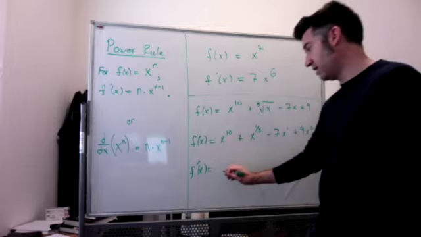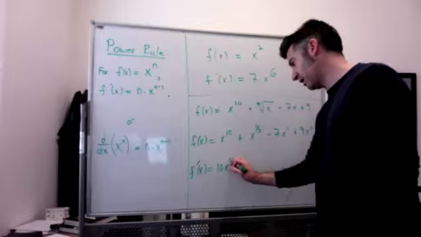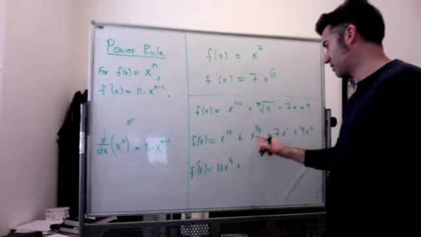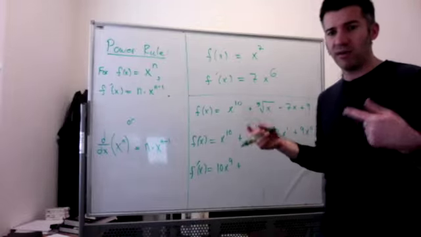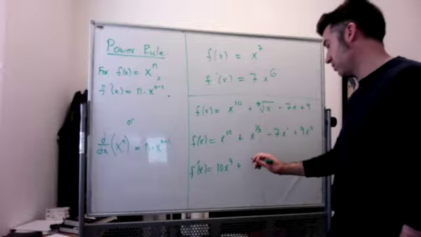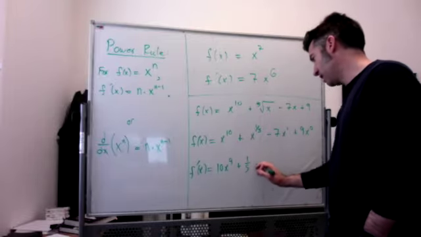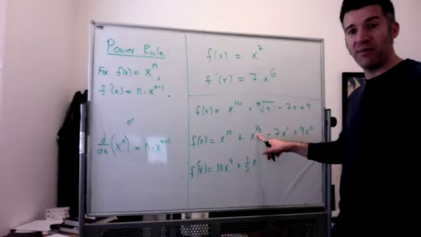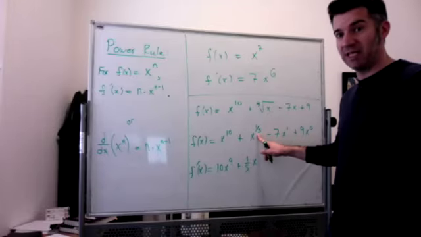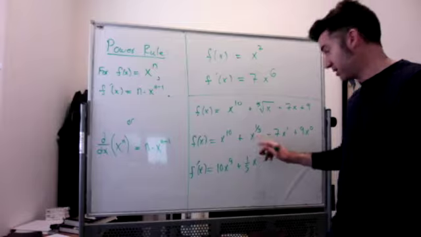The derivative of x to the 10th is 10 times x to the 9th. The derivative of x to the 1/5: again, I just think of it as the power coming down in front. So I've got a 1/5 times x to the 1/5 minus 1, which is 1/5 minus 5/5, which is negative 4/5.